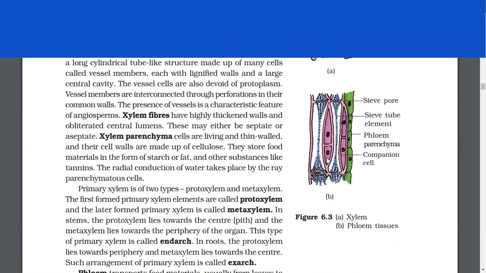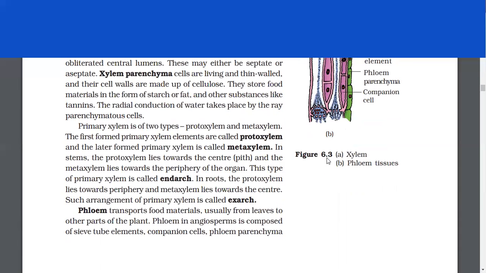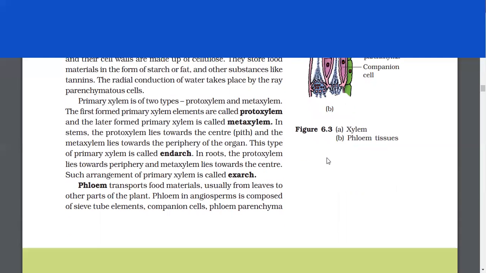Xylem parenchyma cells are living and thin-walled, and their cell walls are made up of cellulose. They store food materials in the form of starch or fat and other substances like tannins. The radial conduction of water takes place by the ray parenchymatous cells. Primary xylem is of two types, protoxylem and metaxylem. The first formed primary xylem elements are called protoxylem, and the later formed primary xylem is called metaxylem.